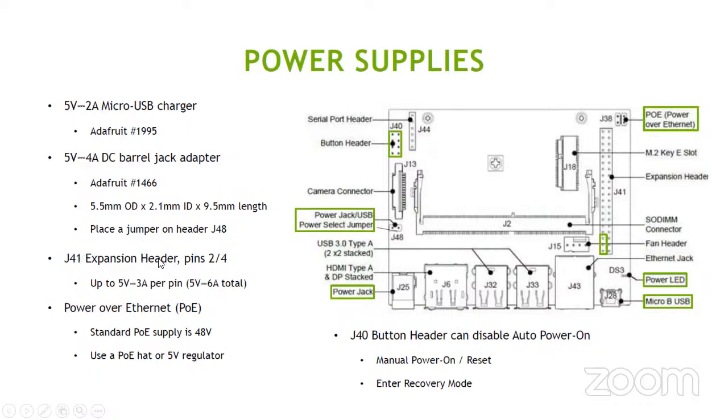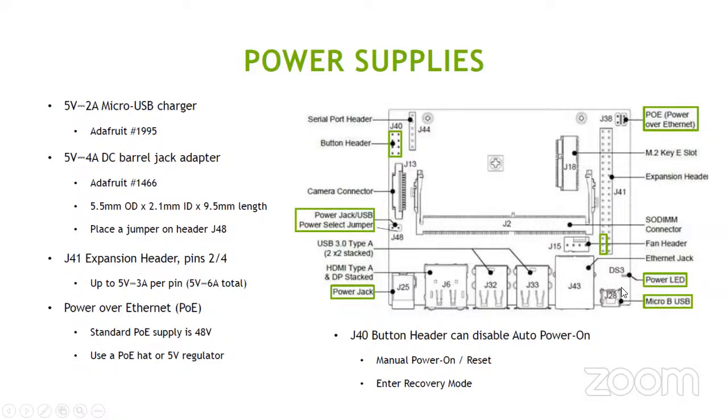And the J41 expansion header is another option, so we have four options here. We have the expansion header and all these pins here, including all the GPIO pins, and also other special purpose pins like VCC and ground, all those pins. Using those pins, we can power up the board.